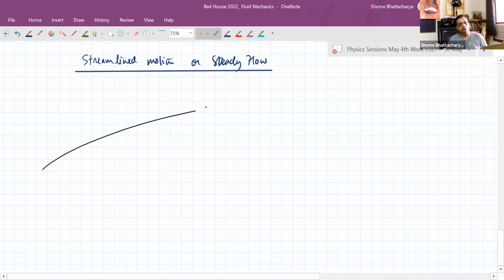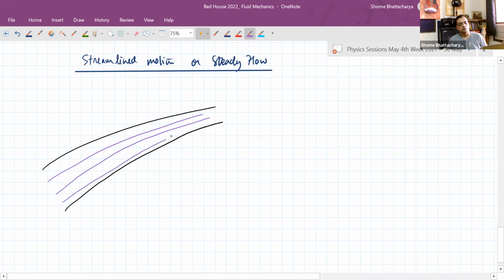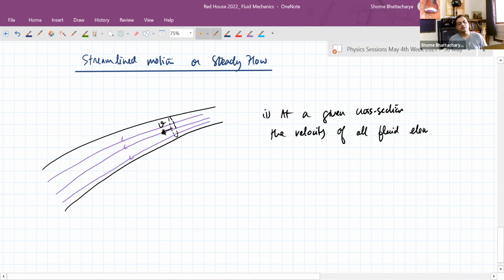for example, if this is a visual representation of steady flow of a fluid moving like this, then at any cross section, the velocity of every fluid element passing through that will be uniform. So at a given cross section, the velocity of all fluid elements will be uniform.